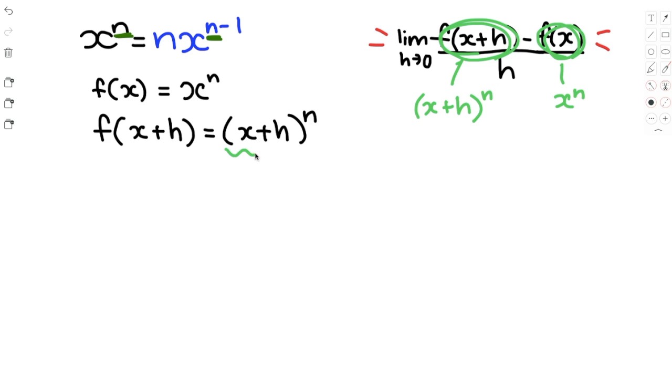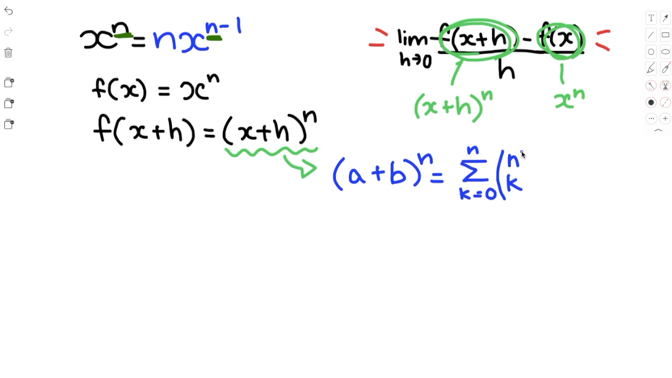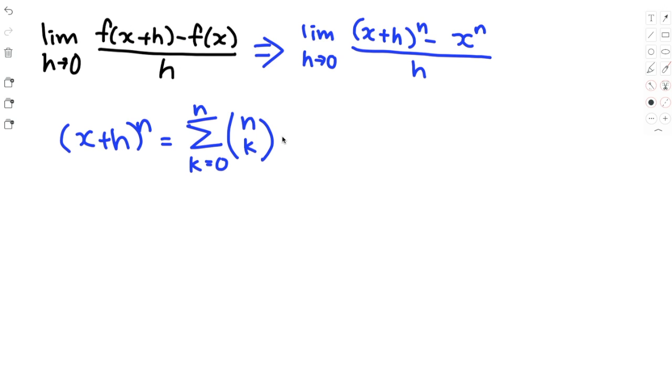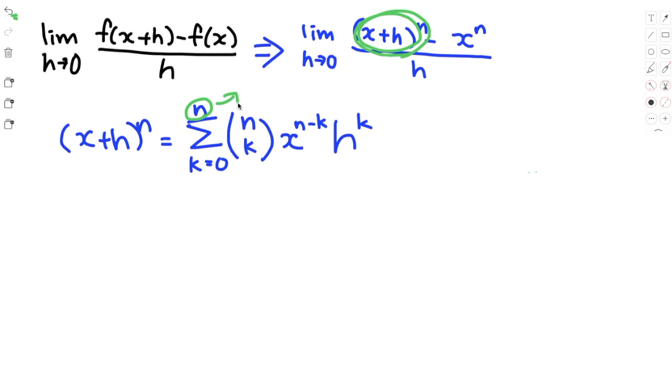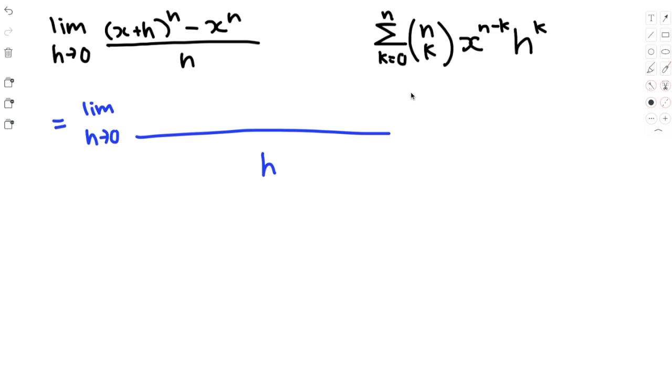Now if we take a close look at x plus h to the power of n, we can see that this exactly corresponds with (a plus b) to the power of n, the formation we use for the binomial theorem, just with different letters. x is a and h is b. So now we know we can apply the binomial theorem and expand this part of the equation. Since we don't know what n is, we'll just leave it as n here.